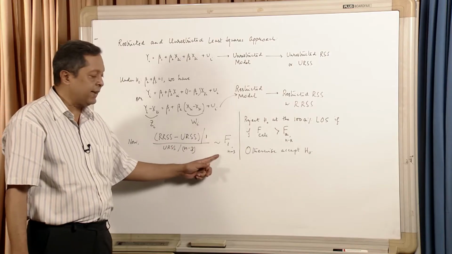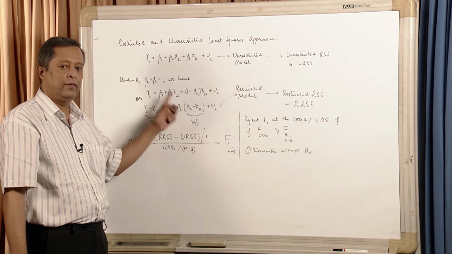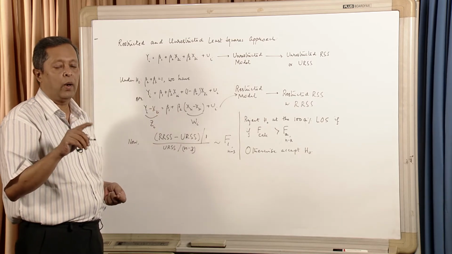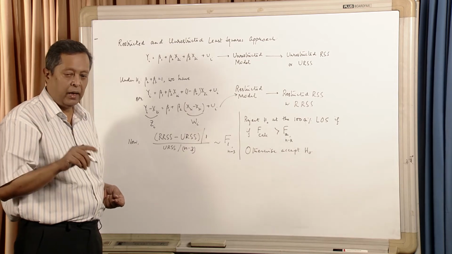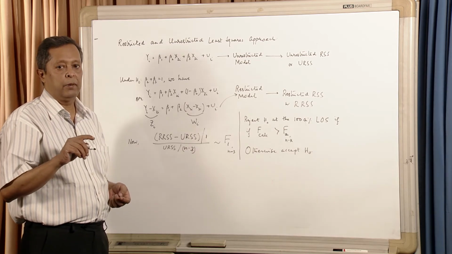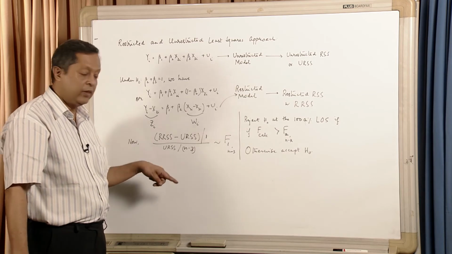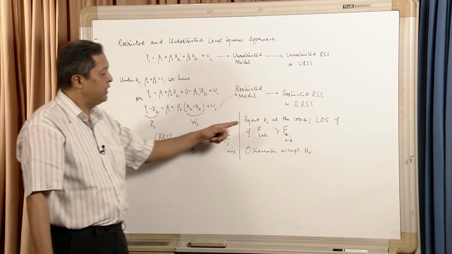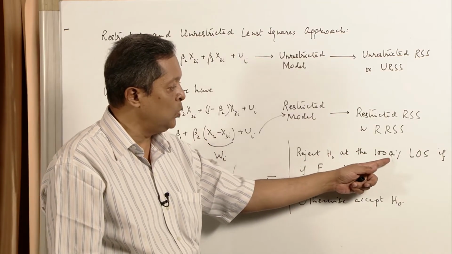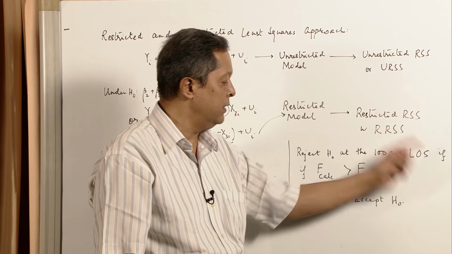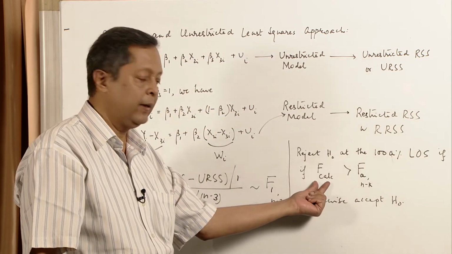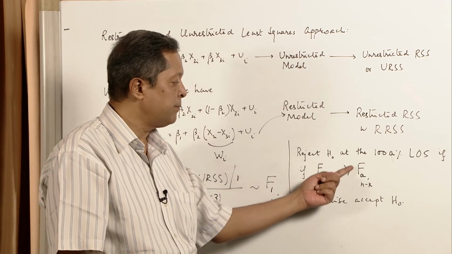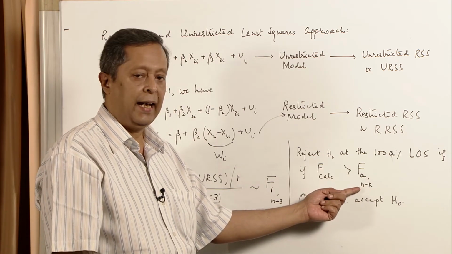This is exactly the same F distribution which we obtained when we did (beta 2 hat plus beta 3 hat minus 1) whole square divided by variance of (beta 2 hat plus beta 3 hat). That F distribution is the same as this F distribution. So, what do we do? We reject H naught at the 100 times alpha percent level of significance if the calculated value of the F statistic exceeds F alpha, n minus k.